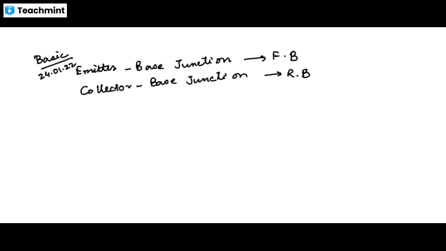So this is forward bias and this is always reverse bias. The resistance of the emitter base junction is very small compared to the collector base junction. Therefore, the forward bias applied to the emitter base junction is generally very small, whereas the reverse bias on the collector base junction is very much higher.